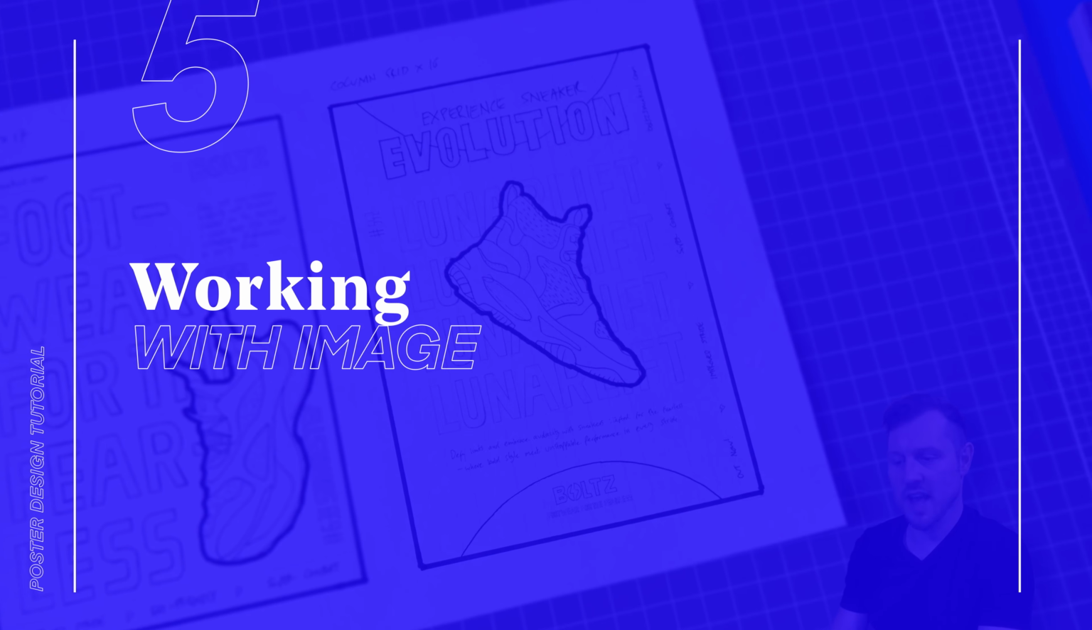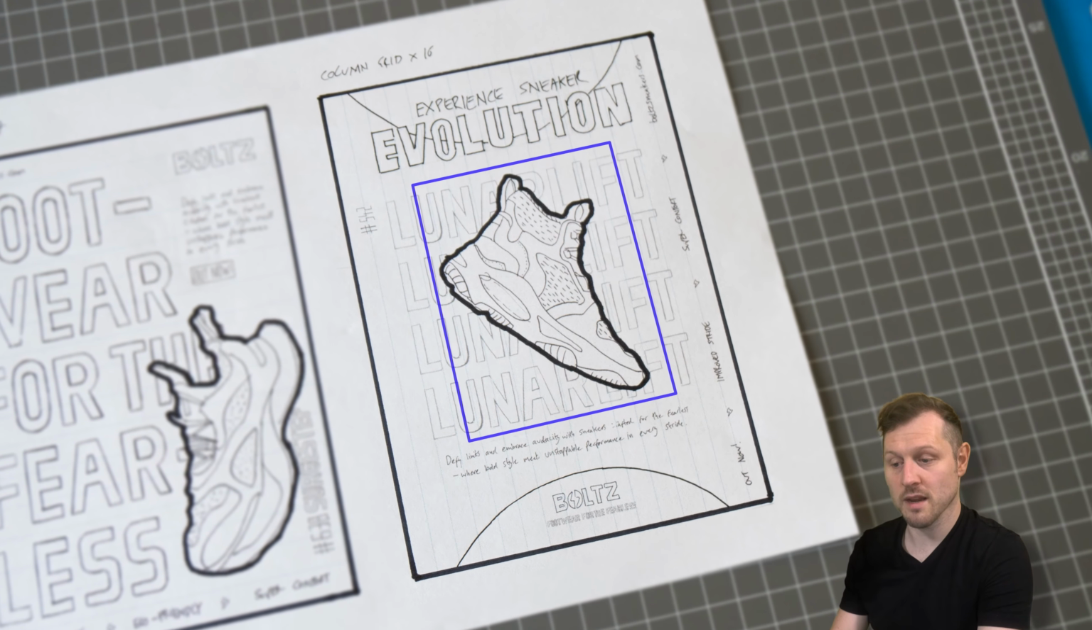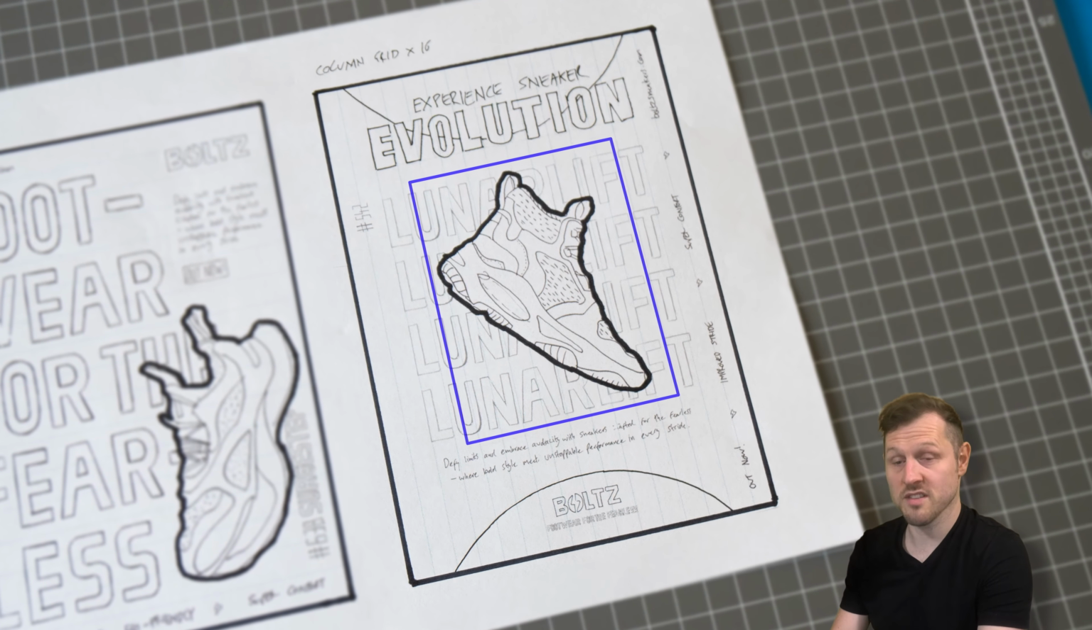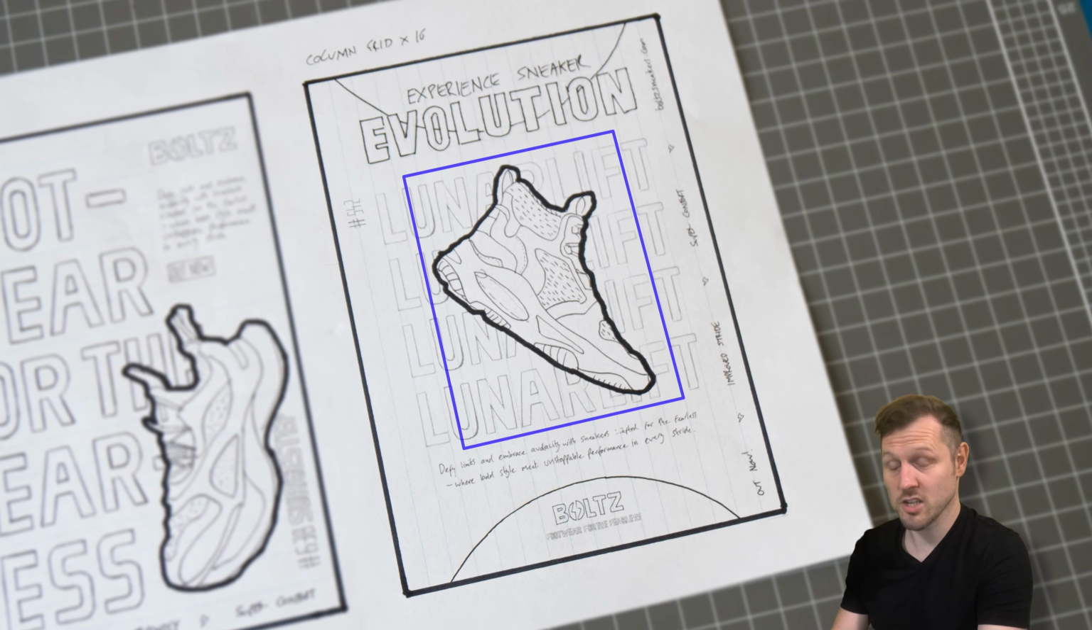So looking back at my sketch, we can see that for this poster, I want to include an image of the product in the middle as if hovering in space on top of the type. This image will become the primary hook for the poster, the attention grabber.